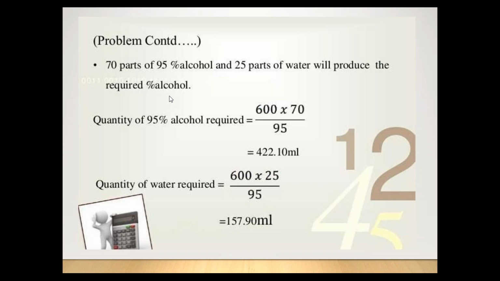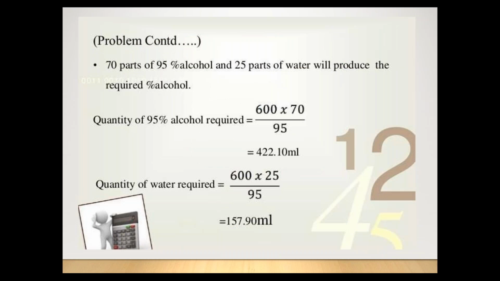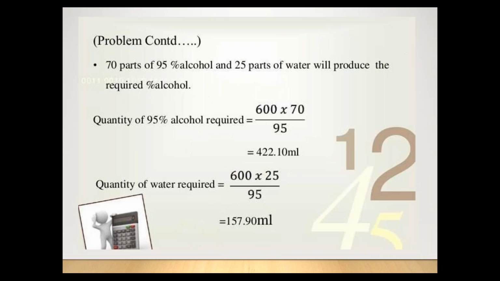So remember the left portion, that is 70 parts of alcohol, and the strength was 95% that we have in hand. And the remaining, you want to dilute that particular alcohol, you're going to add water. So how much water has to be added? We got 95 minus 70, 25 parts of water will produce the required percentage alcohol.